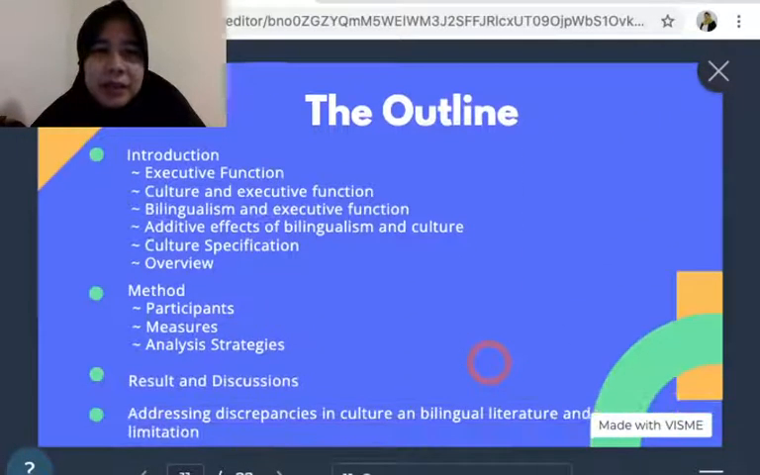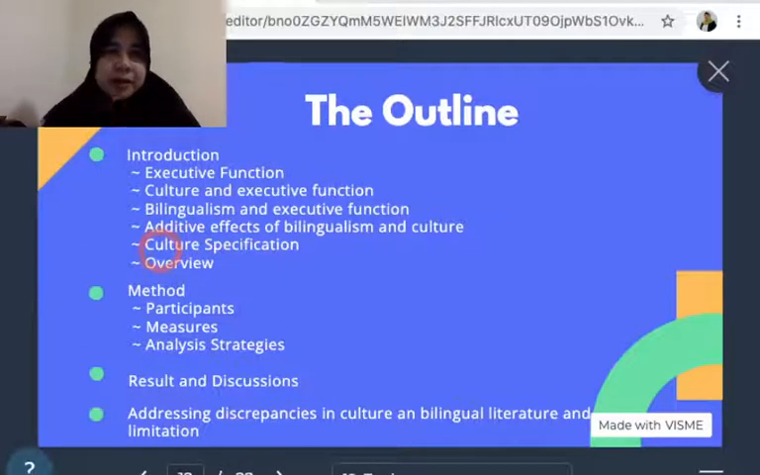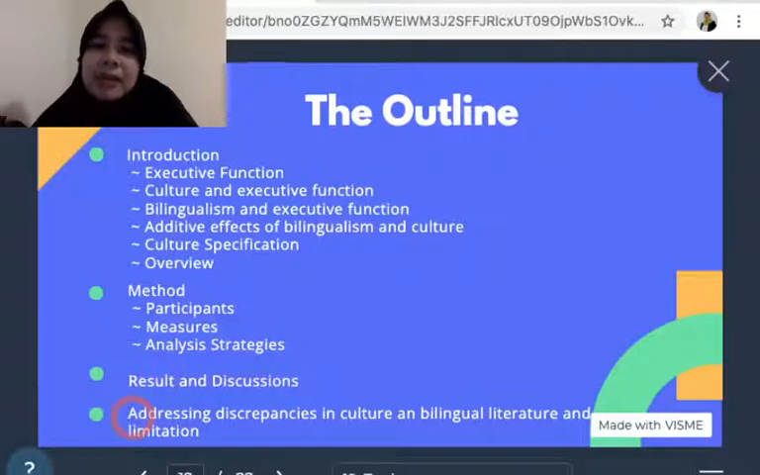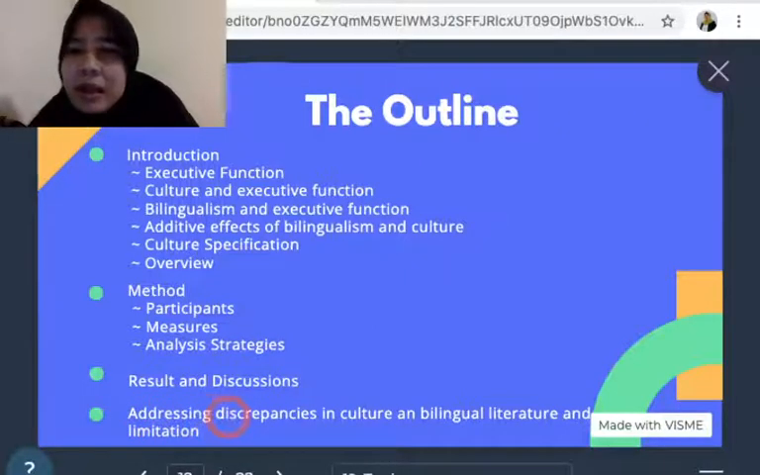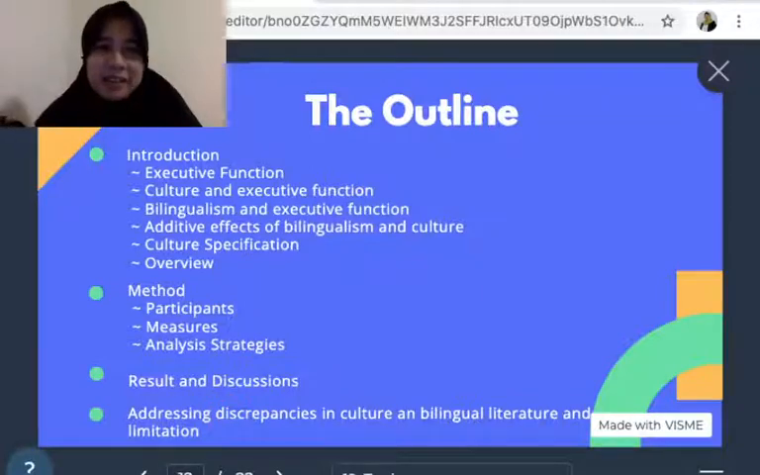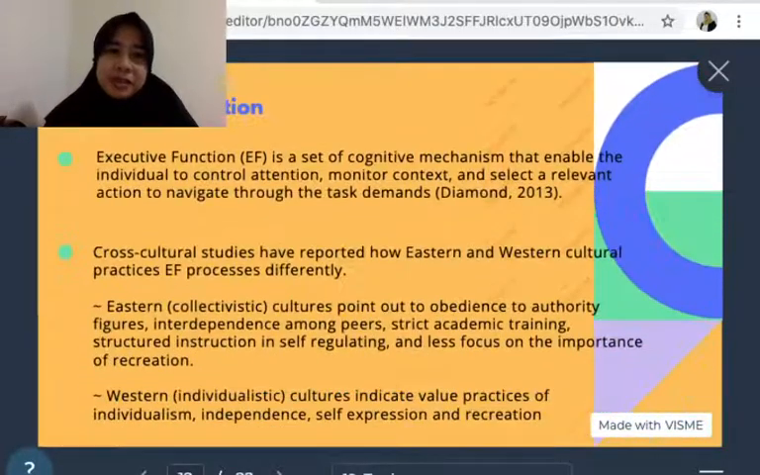Okay, this is the outline of it. The introduction focuses on executive functions, the EF processes, and their relation to cultures, bilingualism, additive effects, culture specifications of the participants, and the overview of the research. The method consists of participants and measures, including the kinds of performance tasks. There are also data collection procedures, but they are part of the measures, and also the analysis strategies. Next are the results and discussions, and the conclusions address discrepancies in the cultures and bilingual literature, and limitations. Then let's move on to the introduction, which is about the EF.